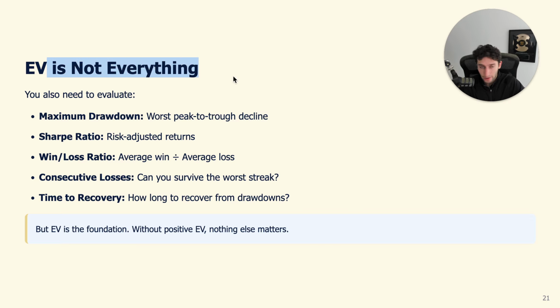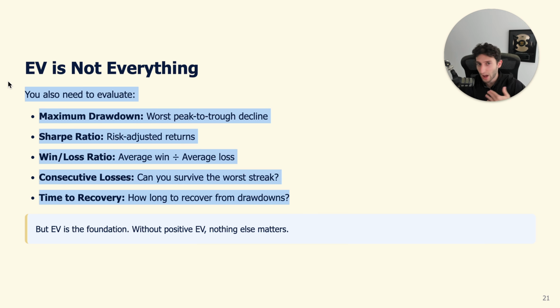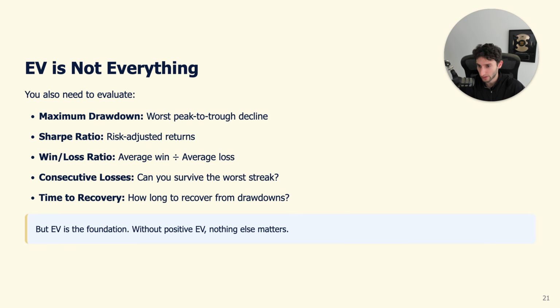And EV is also not everything. You need to know your drawdowns, right? You need to know your Sharpe ratio. That's going to help show you your risk-adjusted returns, your win-loss ratio. You have to consider a lot of things when it comes to your strategy, not just your EV. However, EV is the foundation, okay? And if you don't have positive EV, none of these things matter. It's not worth doing or testing that strategy.